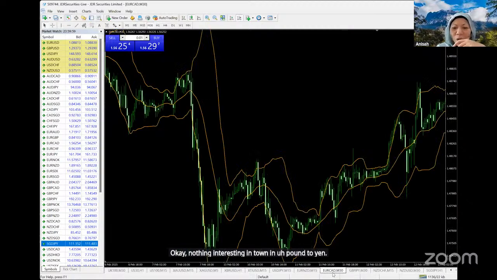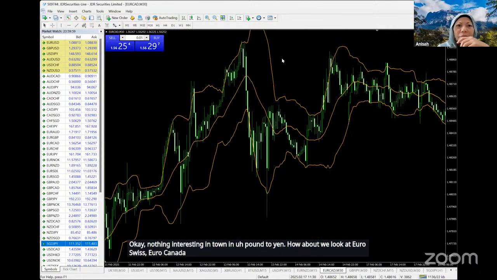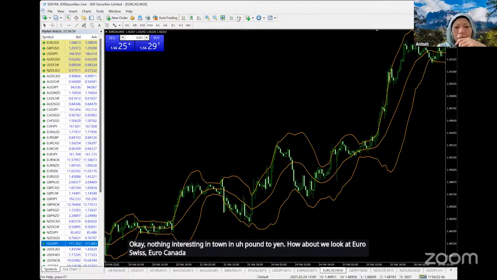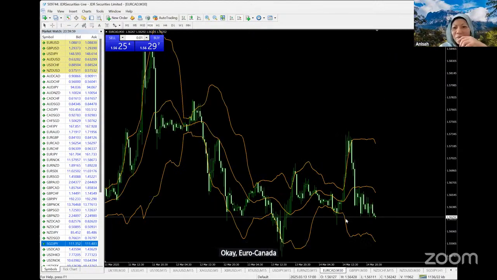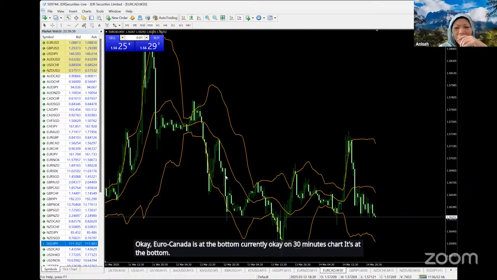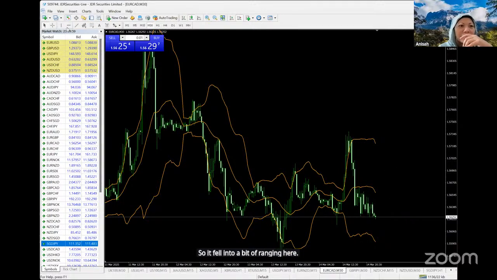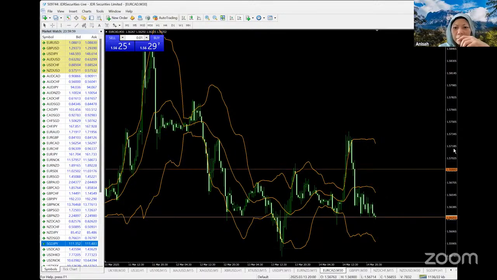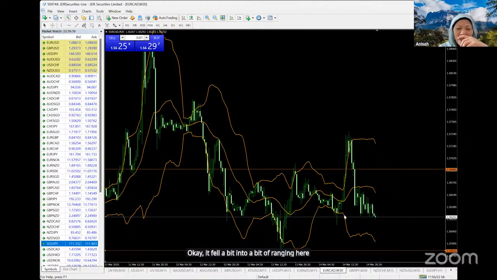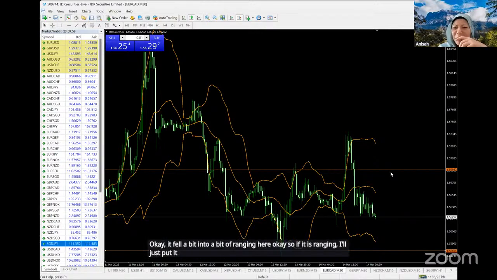How about we look at Euro Swiss, Euro Canada. Euro Canada is at the bottom currently. On the 30-minute chart, it's at the bottom. It fell into a bit of ranging here. If it is ranging, I'll just put it aside. There's nothing much to trade.